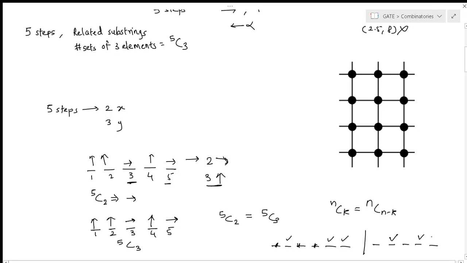Okay, sorry, I messed up with the drawing. Okay, so automatically I'm left with again these three positions.